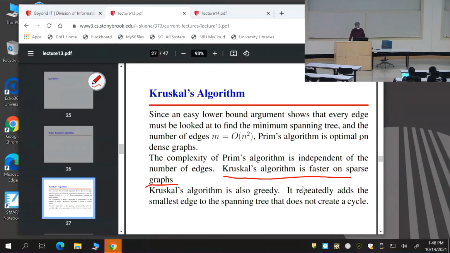Okay? It is like Prim's, a greedy algorithm, in that it's always adding a small edge, but Kruskal's algorithm does not demand that we grow a tree from one point. Kruskal's algorithm is going to look at all the edges of the graph and add the cheapest one that does not create a cycle. Okay, let's take a look at this more carefully.